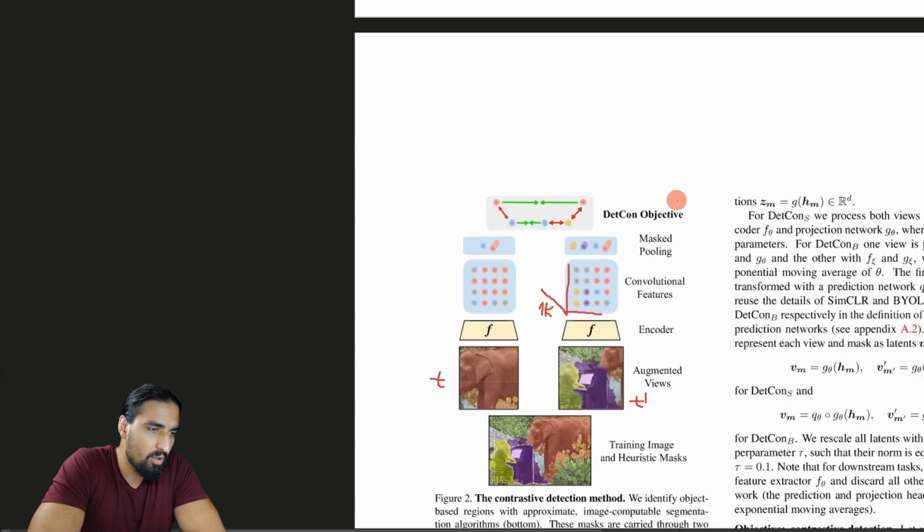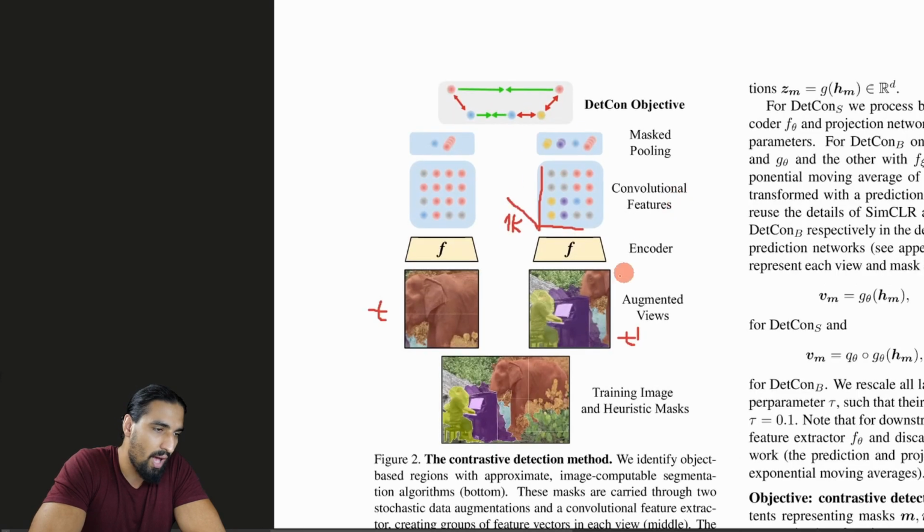And now the whole idea of the paper is the following. So you have an elephant here, as you can see. And you can see these red dots represent the feature vectors that correspond to that spatial extent of the image. Here we have more red dots because the elephant occupies nearly the whole image.